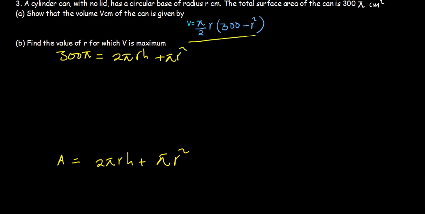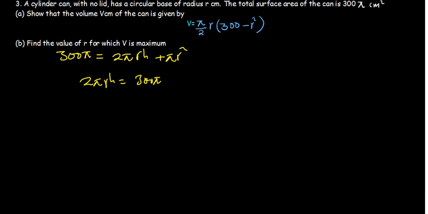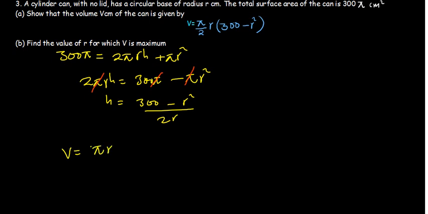Now you can see in this expression there is no height, so I'm going to make height the subject of the formula for my equation here. So this will be 2 pi r h is equal to 300 pi, and I'll take this one to the other side, so that will be minus pi r squared. Now because pi is common in everything you have here, it will cancel out, and I'll divide everything by 2r. So we're going to have 300 minus r squared divided by 2r, like that. This is the height.